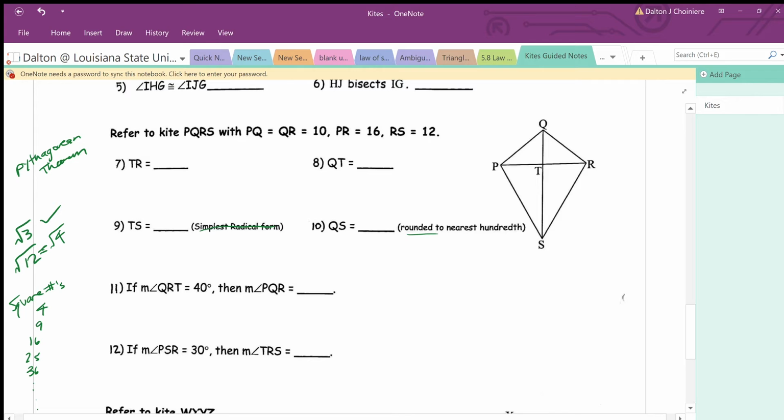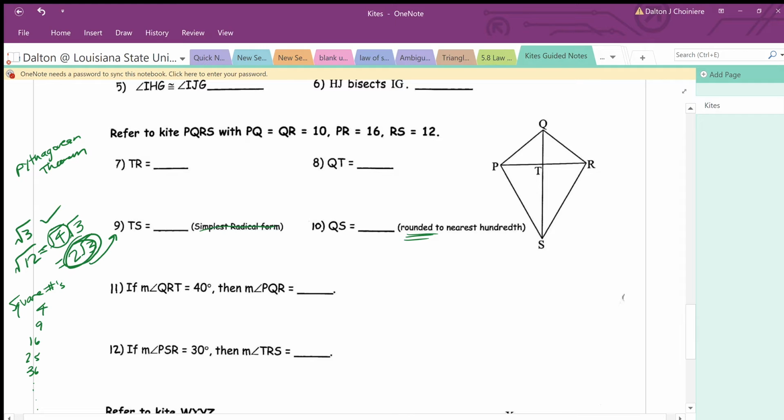So instead of the square root of 12, I can rewrite that to be the square root of 4 times the square root of 3. And what is the square root of 4? Well, the square root of 4 is 2. So this would be the simplest radical form for the square root of 12, writing it as 2 square roots of 3 instead. So know that you're going to have to do that for number 9. When you get your answer, you'll have to break it down like that. Number 10 is different. Number 10, you're just going to round it to the nearest hundredth.